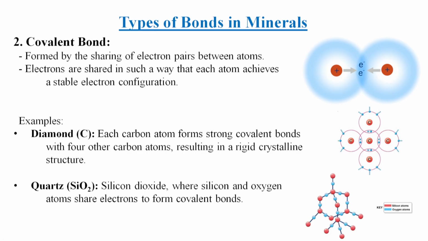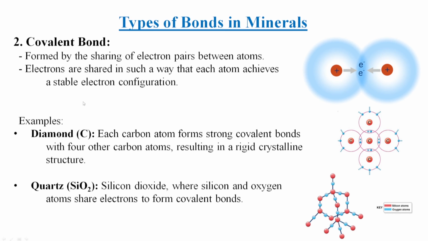Then coming to the covalent bond, formed by the sharing of electron pairs between atoms. As you can see here, your electrons are getting shared like this. The electrons are shared in such a way that each atom achieves a stable electron configuration, like I was referring to the octet rule that we will be discussing in a bit.